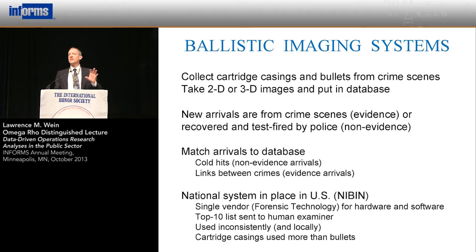Okay, so there's a national system in place for this. The acronym is NIBIN. There's a single vendor from Canada, Forensic Technology, who does the software and hardware. It's used almost exclusively within state. They hardly ever do interstate database searches, and quite honestly it's used quite inconsistently. I think some of the red states, just on principle, won't use this.